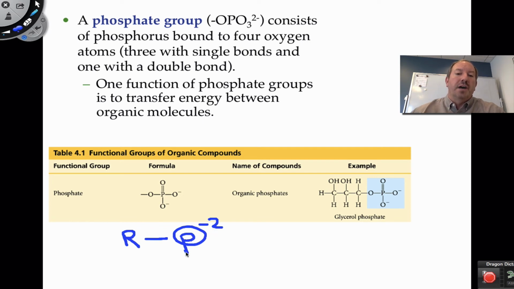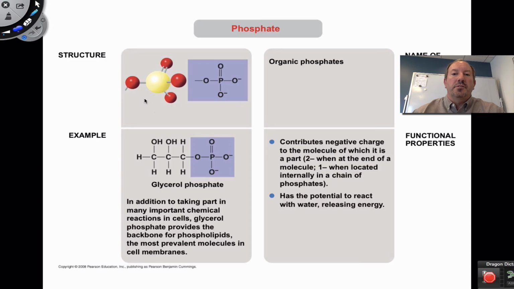And so phosphates are really, really important. And when you say organic phosphate, it means that it's connected to a hydrocarbon. And so here's glycerol phosphate. Here's three carbons with an alcohol, which is glycerol, but the last alcohol has been replaced by a phosphate functional group. So this is glycerol phosphate. Kind of interesting. You're like, okay, give me an example of why phosphates are important.